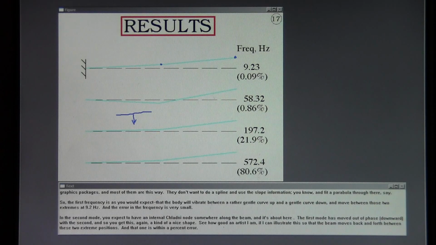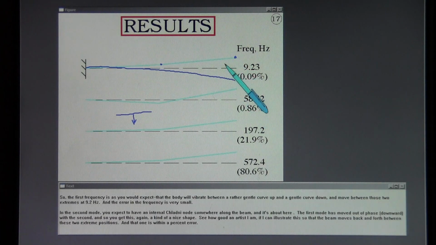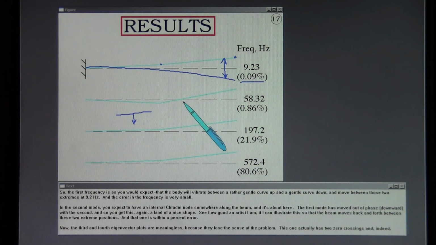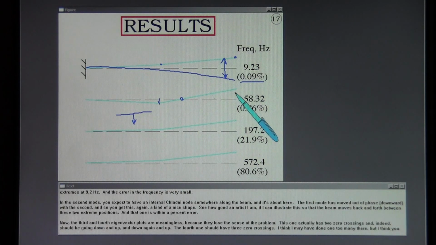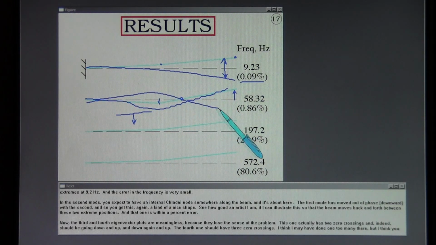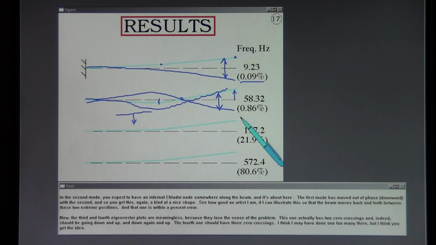So the first frequency is as you would expect: the body will vibrate between a rather gentle curve up and a gentle curve down and move between those two extremes at 9.2 hertz. And the error in the frequency is very small. In the second mode, you expect to have an internal Chladni node somewhere along the beam, and it's about here. The first node has moved out of phase downward with the second, and so you get, again, a kind of nice shape. See how good an artist I am if I can illustrate this, so that the beam moves back and forth between these two extreme positions, and that one is within a percent error.